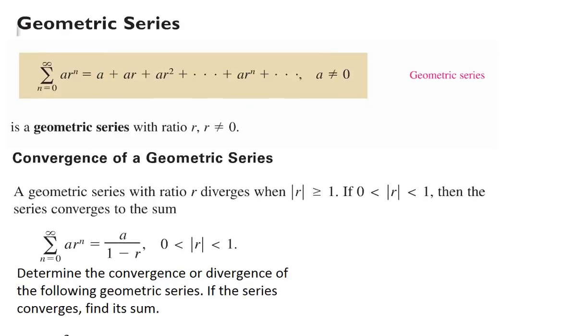We have a special series coming up next, and that is called the geometric series. Geometric series is of this special form: sigma n equals 0 to infinity of a times r to the power n. This a here is the first term. Now look, the geometric series here starts with n equals 0, not n equals 1.